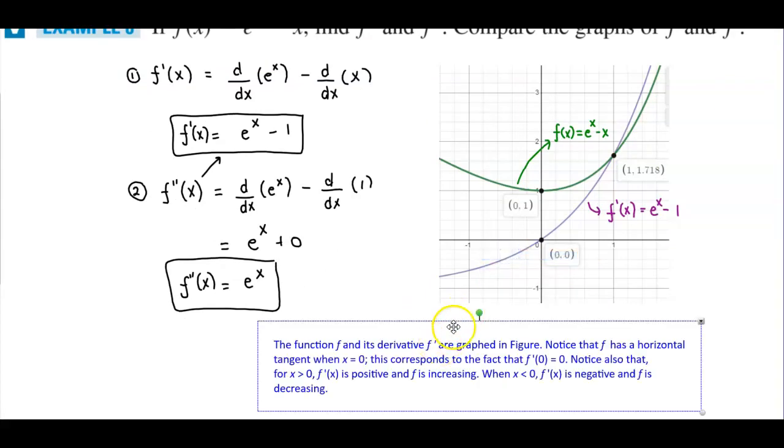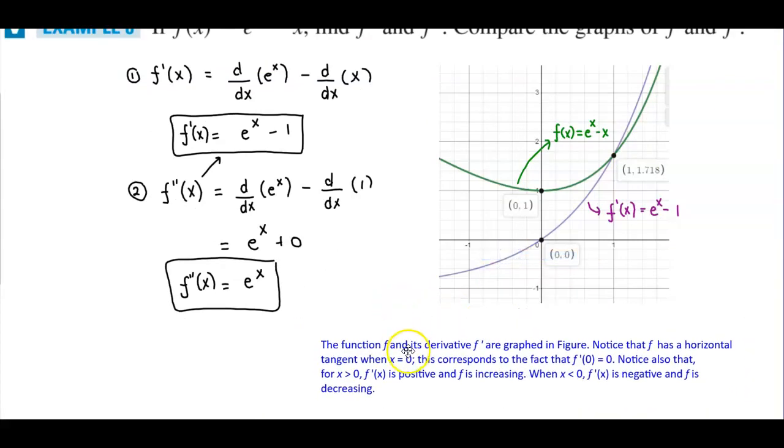Well, we can see that the function f and its derivative f prime are graphed in this figure. And notice that the function f has a horizontal tangent when x is equal to 0. This corresponds to the fact that f prime of 0 is equal to 0 down here. And notice also that when x is greater than 0, f prime of x is positive and it's increasing. And when x is less than 0, the derivative function is negative and f is decreasing.